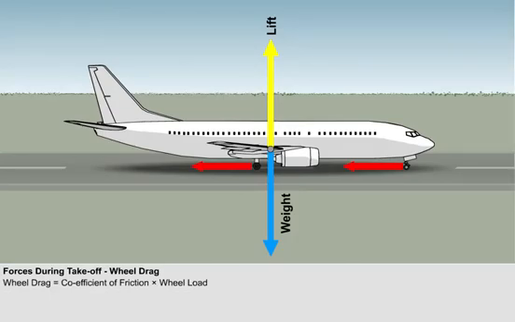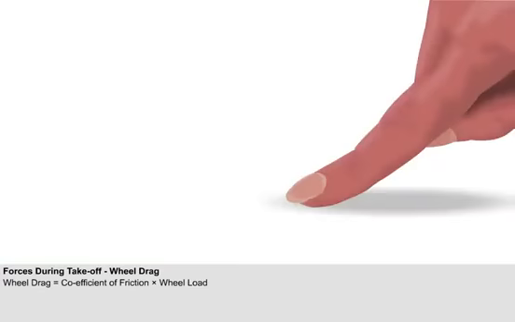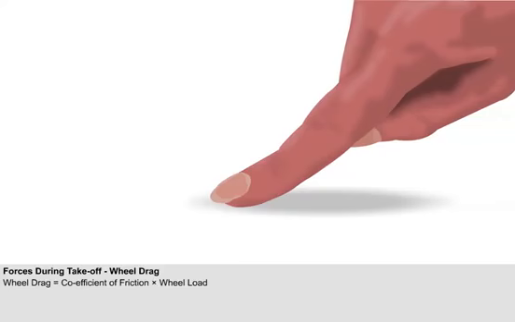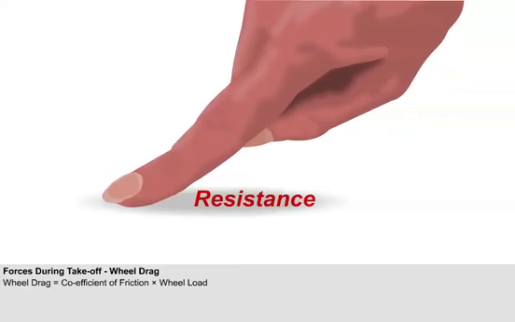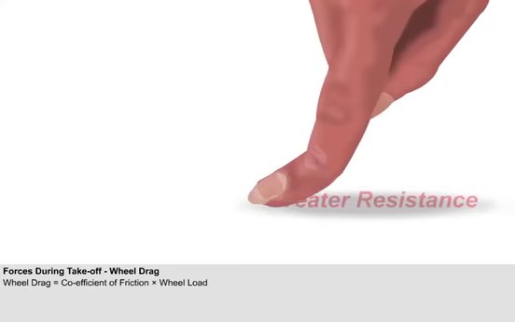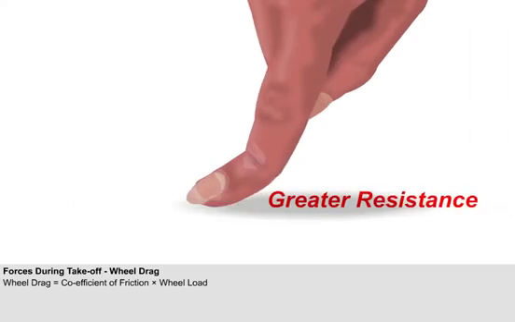Wheel drag is basically the friction between the wheel and the runway, and is a function of their friction coefficient and the load placed on the wheel. As an example of this, press your finger lightly on the desk and push your finger forwards. You will notice a resistance to the motion of your finger. Repeat the scenario, but now press down harder. You will notice much greater resistance to the motion of your finger. This example aptly demonstrates that the greater the load on the wheels, the greater the wheel drag.